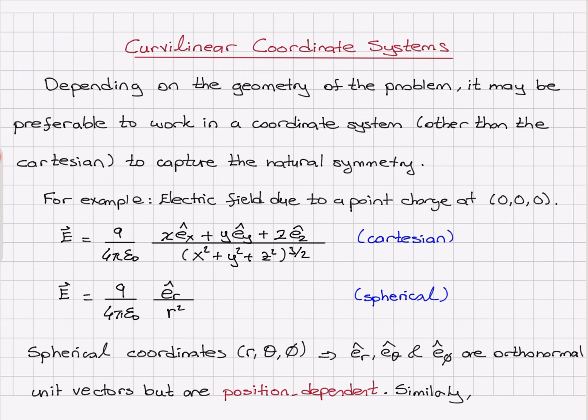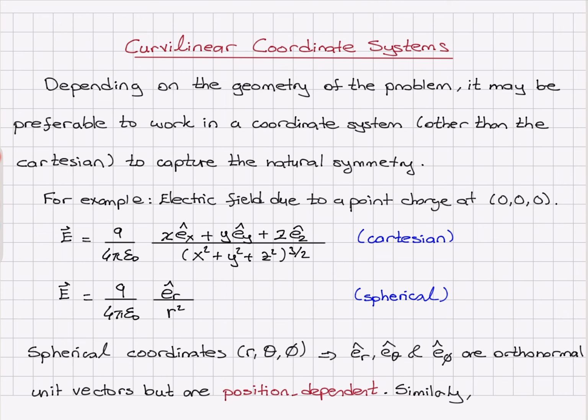Now, what are these spherical coordinates? They are r, the radial position, theta, the polar angle, and phi, the azimuthal angle, which have corresponding orthonormal unit vectors er hat, e theta hat, and e phi hat. But the difference between this set of unit vectors and ex hat, ey hat, and ez hat is that they are position dependent.